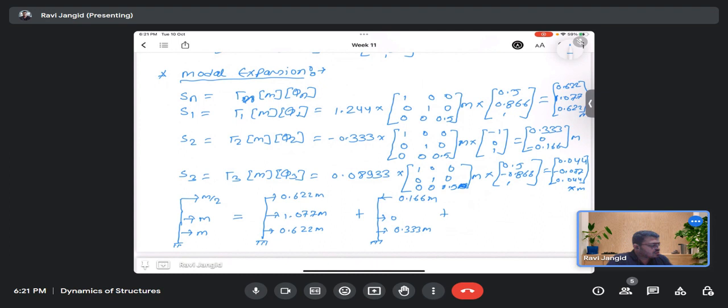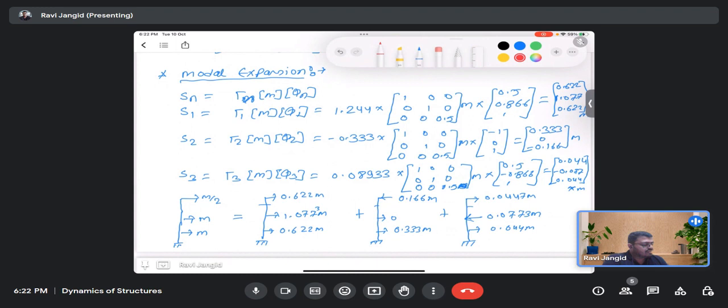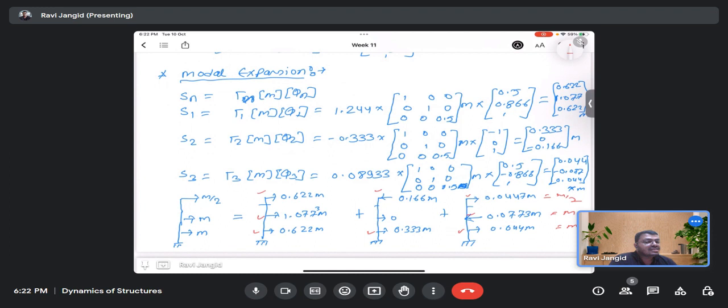Okay, then this one will be 0.0447 M, this would be in the opposite direction, 0.0773 M, and then 0.044 M. So when you find out the modal expansion, if you sum all the modal expansion for each degree of freedom, for the first degree of freedom it will come out equal to M by 2. For the second degree of freedom it will come out to be M. For the third degree of freedom, if you sum all of these, it will come out to be M. So how much mass is participating in each mode, we can find out through this.